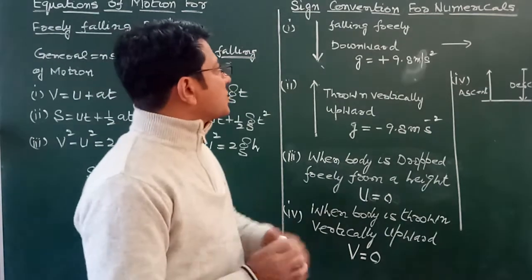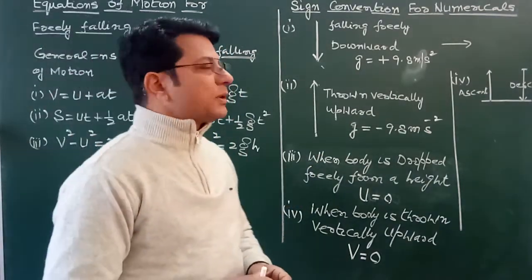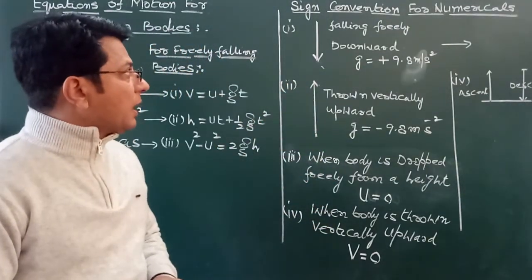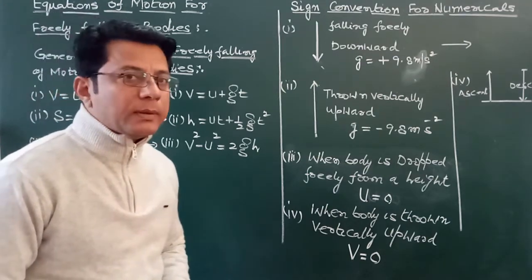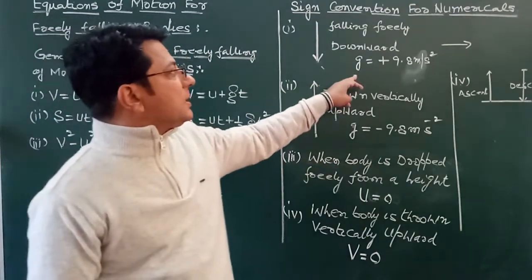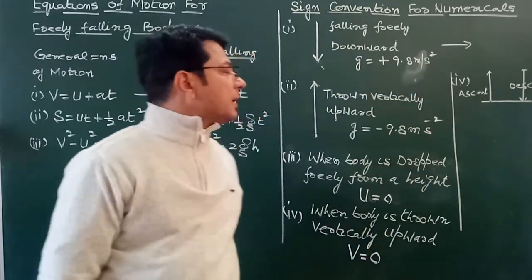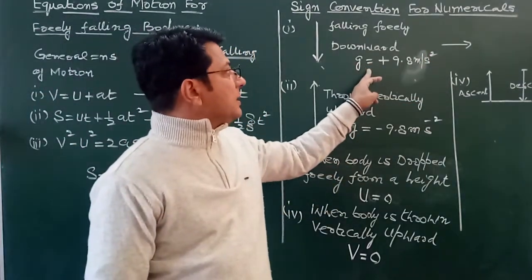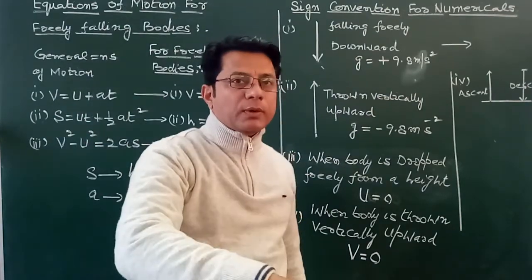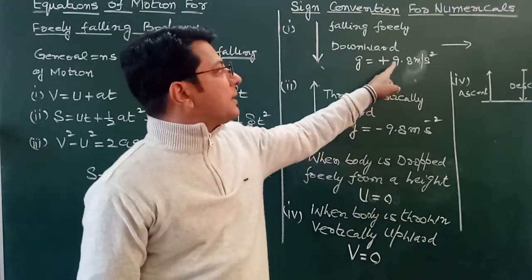Now come to sign conventions for numericals. There are 5 sign conventions. The first sign convention is: if a body is falling freely downward, then take G as positive, that is plus 9.8 meter per second square.